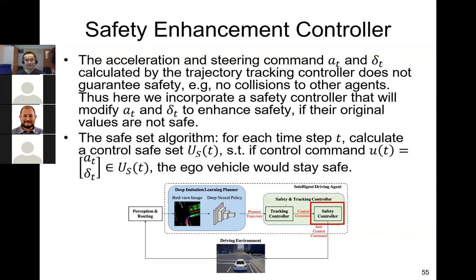So in any case, the tracking controller is trying to track the planned trajectory, so it's not really aware of obstacles and collisions. And then they added the safety controller afterwards and modified the alpha t and delta t to enhance safety if their original values are not safe. So the approach is to calculate a control safe set US. If control command UT, the alpha delta, is within a safe set, then it's guaranteed to be safe.